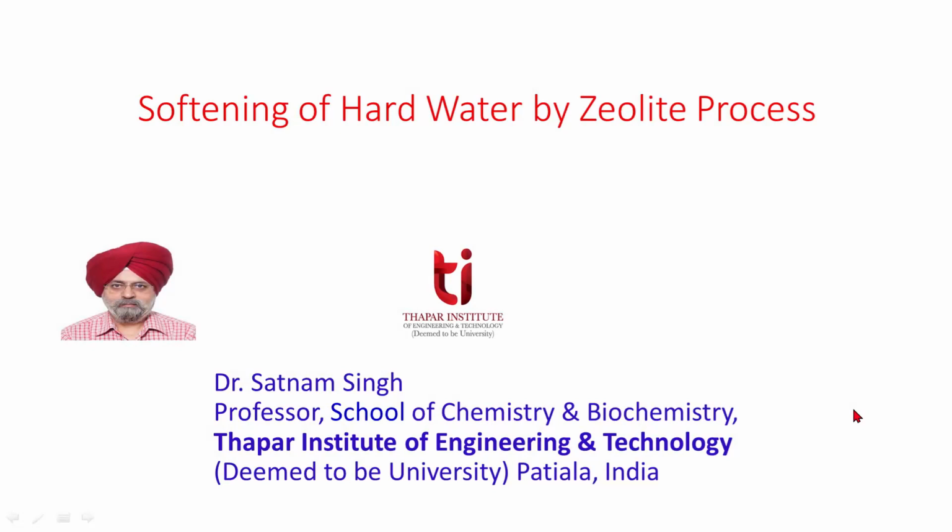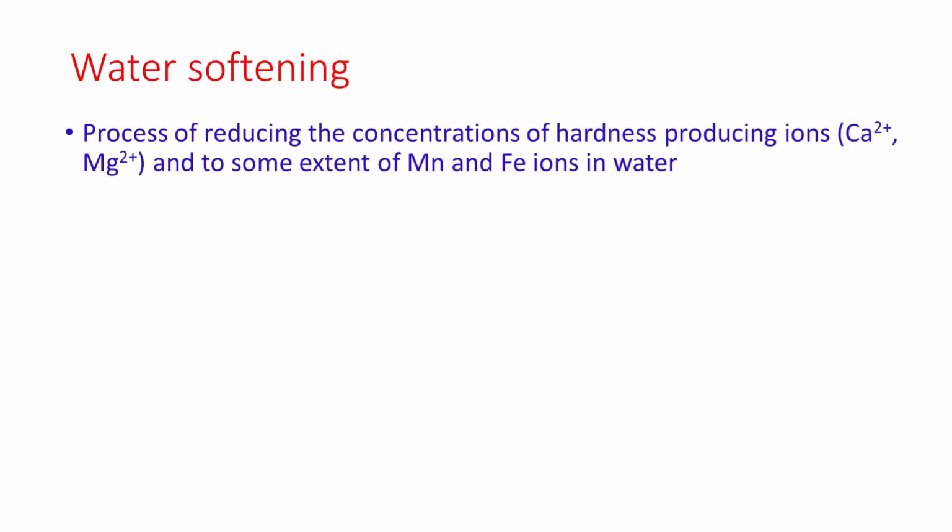In this session, we will discuss softening of hard water by zeolite process. Water softening is a process of reducing the concentrations of hardness producing ions, that is calcium and magnesium ions, and to some extent of manganese and iron ions in water.